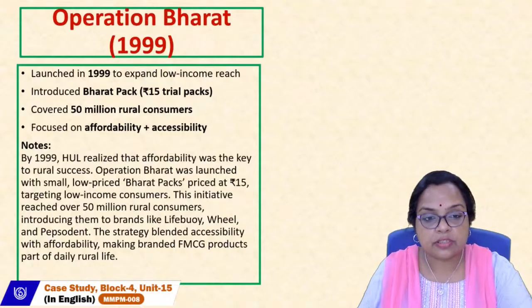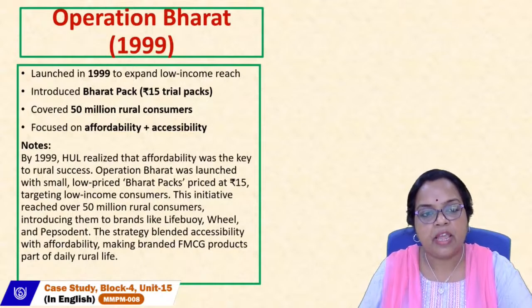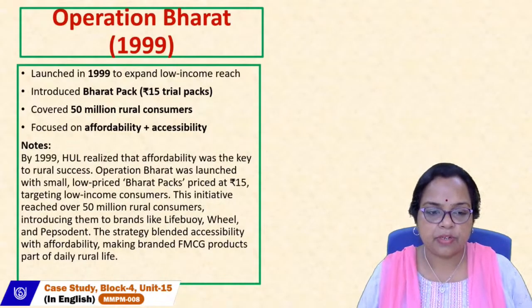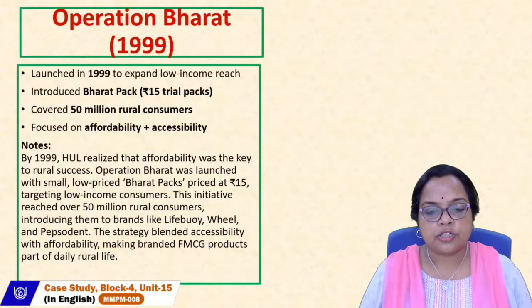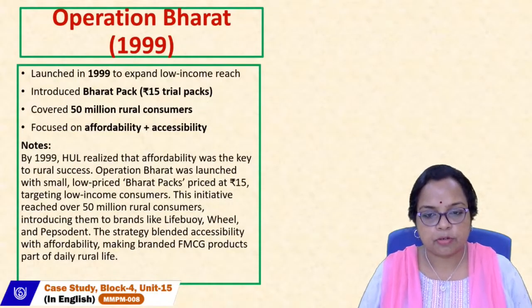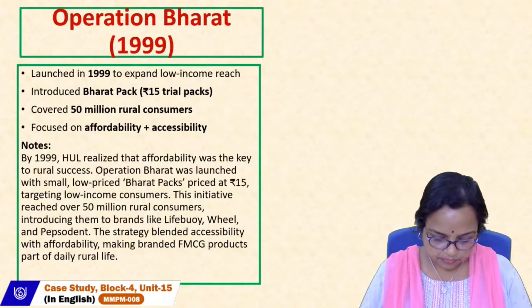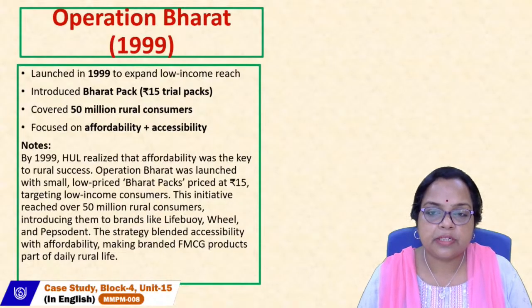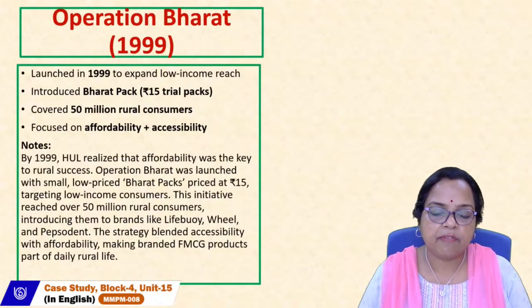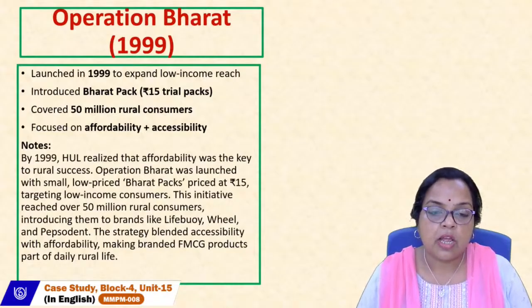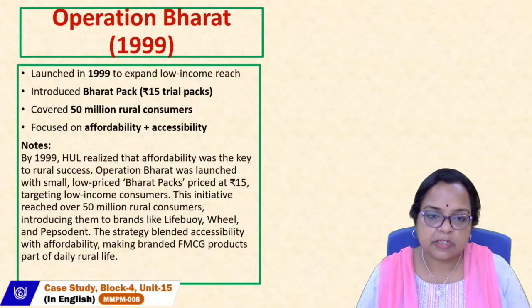They saw the success of reaching more than 50 million rural consumers at that time by introducing Bharat packs or 15 rupees trial packs of their products, let it be a Lifebuoy or Wheel or Pepsodent, starting from shower soap to clothes washing powder and a toothpaste. That means the indirect effect of this is that every rural consumer was knowing about the products of HUL.